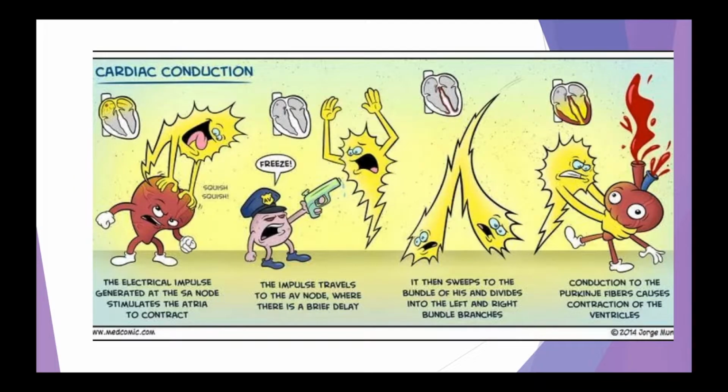So here's a little cartoon to help understand cardiac conduction. The electrical impulse generated at the sinoatrial node stimulates the atria to contract. The impulse travels to the atrioventricular node, where there's a brief delay. Then it sweeps to the bundle of His and divides into the left and right bundle branches. Conduction to the Purkinje fibers causes contraction of the ventricles. And there you go, we've got contraction of the atria and the ventricles. There's our beats.